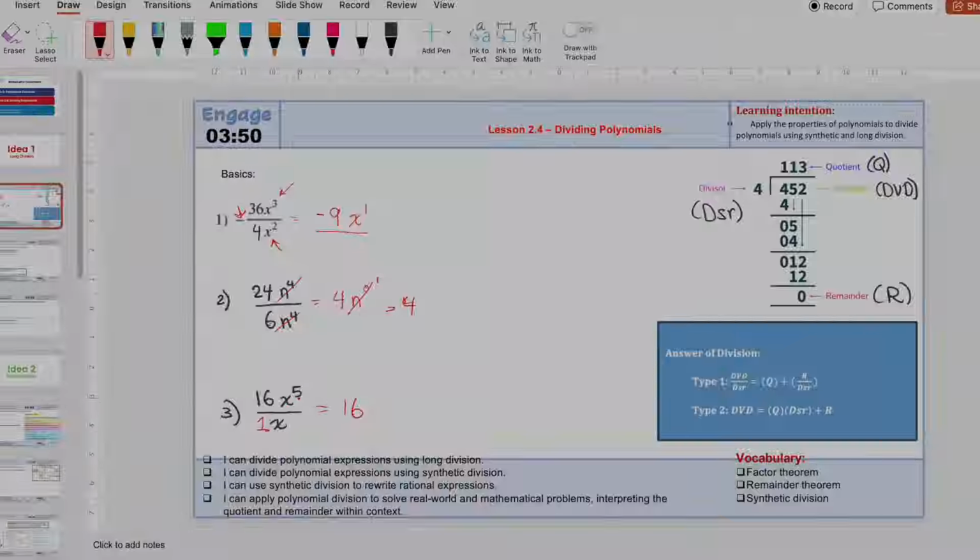Here 16 divided by 1, there's a hidden 1, so it stays 16. And then x to the power of 5 divided by x, the power here is 1, so subtract. 5 minus 1 is 4. It's going to be x to the power of 4. These are basics you need.